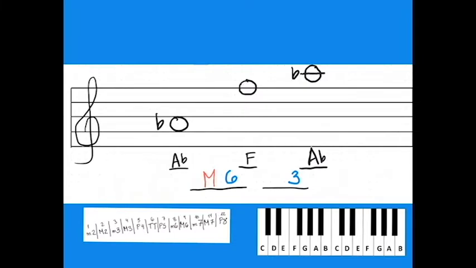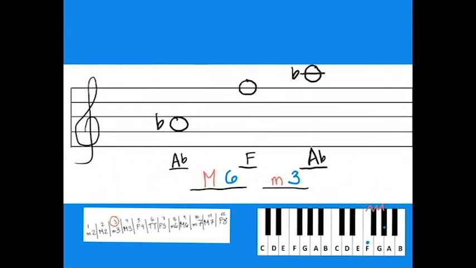So looking back at our keyboard, here's our F and here's the high A flat. So we're just going to count our half steps. 1, 2, 3. And 3 half steps correlates to a minor third. So we'll add our interval quality here. F to A flat is a minor third. So our original interval A flat to F was a major sixth, and our inverted interval F to A flat is a minor third.